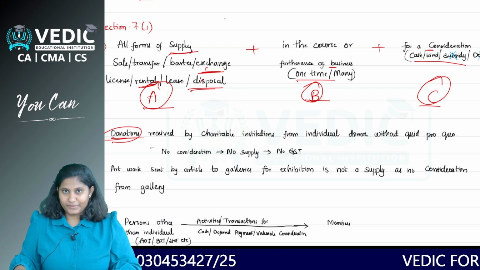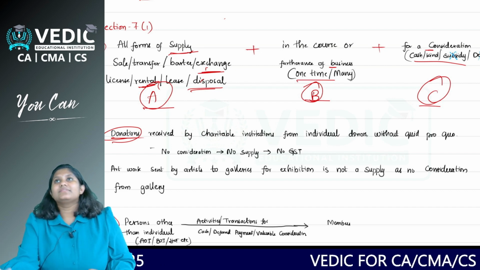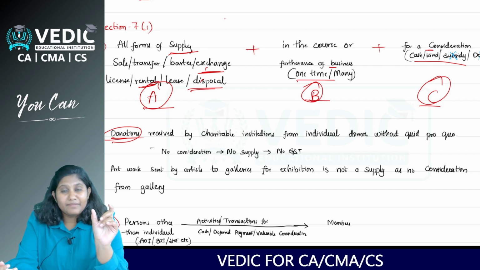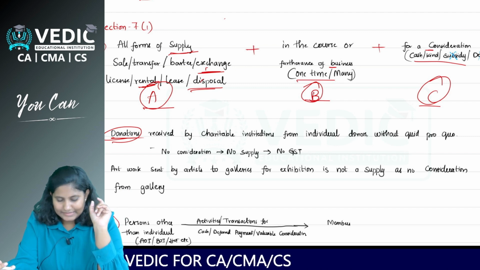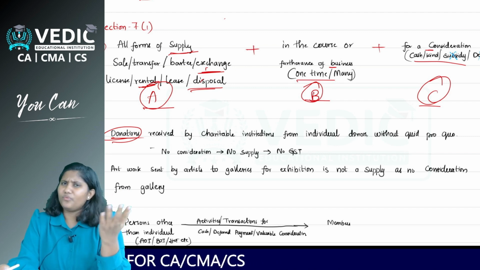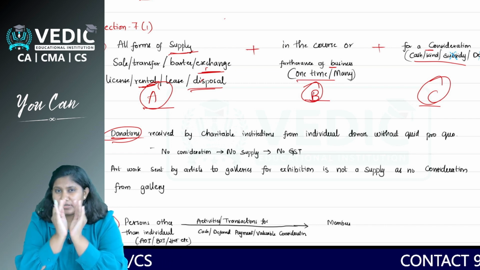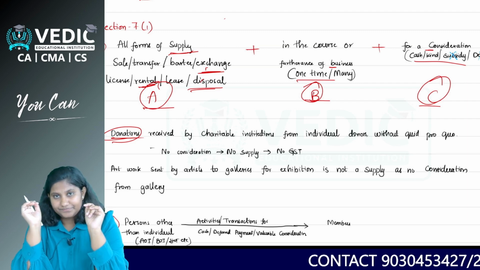And next, license. License means normally scientists or software developers, whenever they develop an app, some trademarks, intellectual property rights, they register. They get a license for them. Next, rental or lease. You know what is rental and lease. But the difference between the two is, rental will be for a shorter period of time, whereas lease will be for a longer period of time.